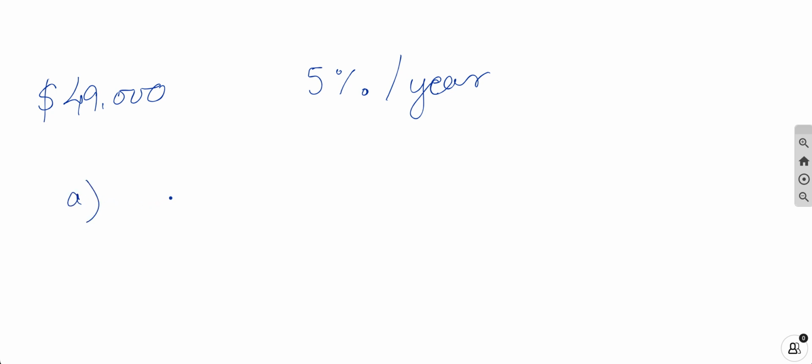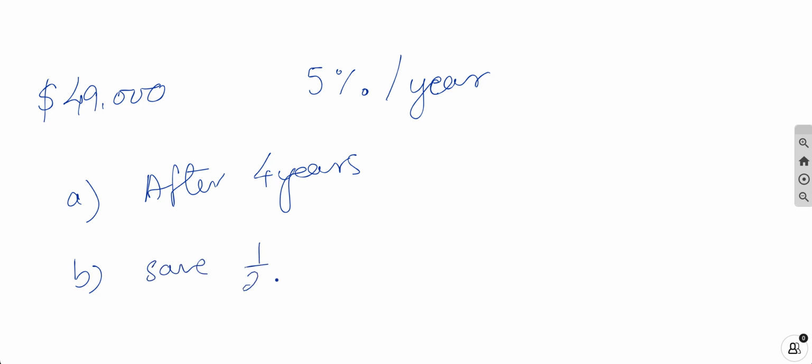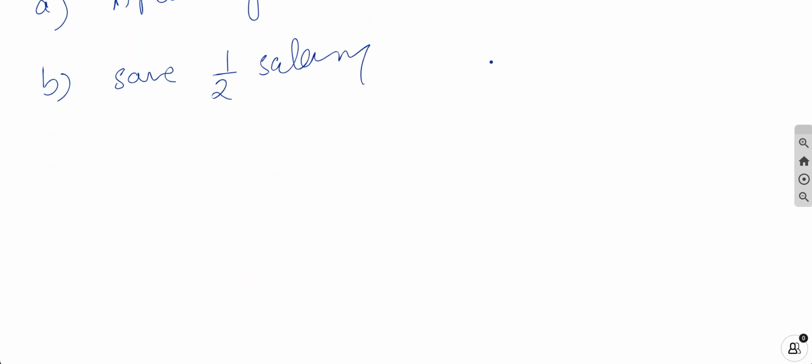The first thing they're asking is, how much will the salary be after 4 years? So like the fourth term, the end of the 4th year, therefore the 5th term. And also, if you try to save half your salary at some interest, then how much will be the total savings after 4 years? So both those questions are being asked. Let's try to understand how it is going to be solved.